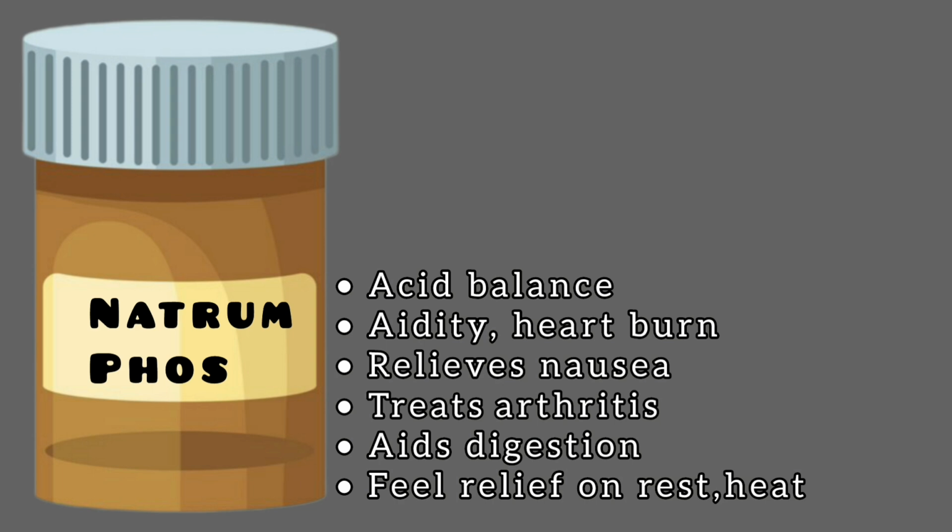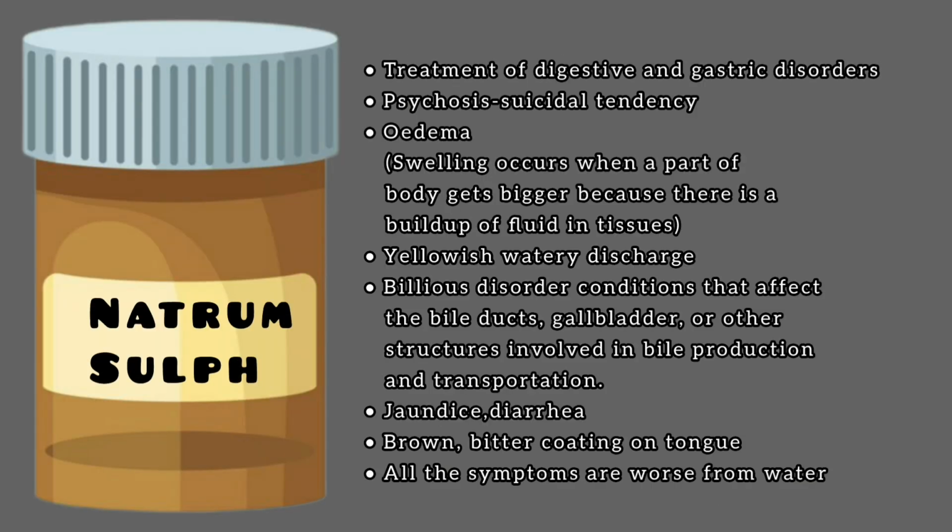Natrum phos helps in acid balance, acidity, and heartburn, relieves nausea, treats arthritis, aids digestion, and feels relief on rest and heat. Natrum sulph helps in the treatment of digestive and gastric disorders.